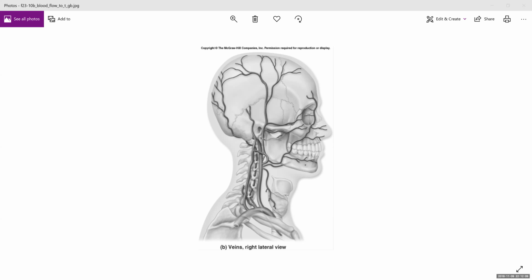Name this vein right here. Left brachiocephalic vein, and this one. Right brachiocephalic vein. Name this vessel. Superior vena cava. Okay. Name this vessel. Inferior vena cava. Name this vessel. Renal vein. Left renal vein. How about this? Suprarenal vein.